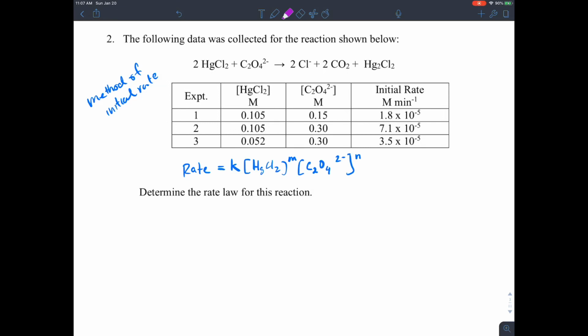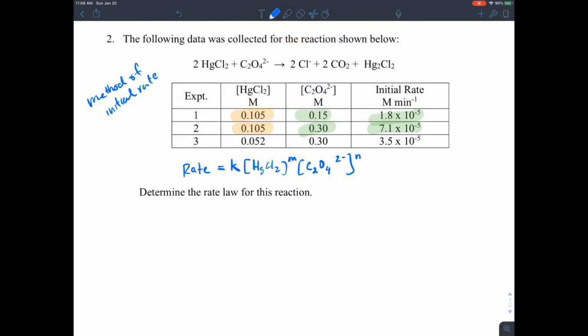As a basic rule, we're going to look at the different concentrations that they gave us in the beginning. In experiments 1 and 2, they kept the concentration of mercury the same at 0.105 molar, but they altered the concentration of the oxalate. It was increased by a factor of 2, because 15 times 2 is 30. Now, what happened to the rate in that case? Let's take a look.